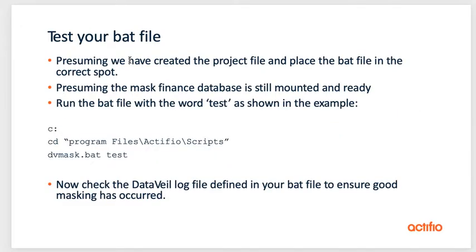Finally, we can test our BAT file. Presuming we've created the project file and we've got the BAT file in the right spot and everything is lined up nicely, and our Mask Finance database is still mounted to our mask server and ready, on the mask server we can literally get ourselves into Program Files, Actifio, scripts, and run dvmask.bat space and the word test. That will mask our production database mounted to the mask server. At that point we can validate that it's masked, and then we can move on to creating workflows. In the next video, you'll see me actually doing all of these things.